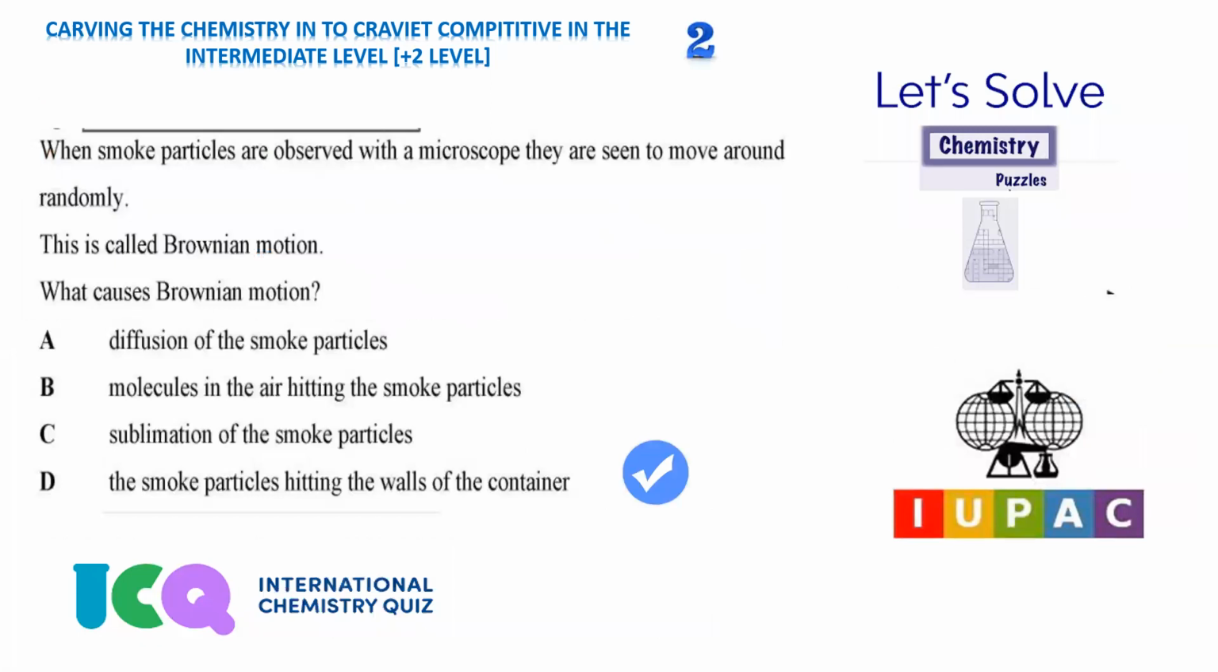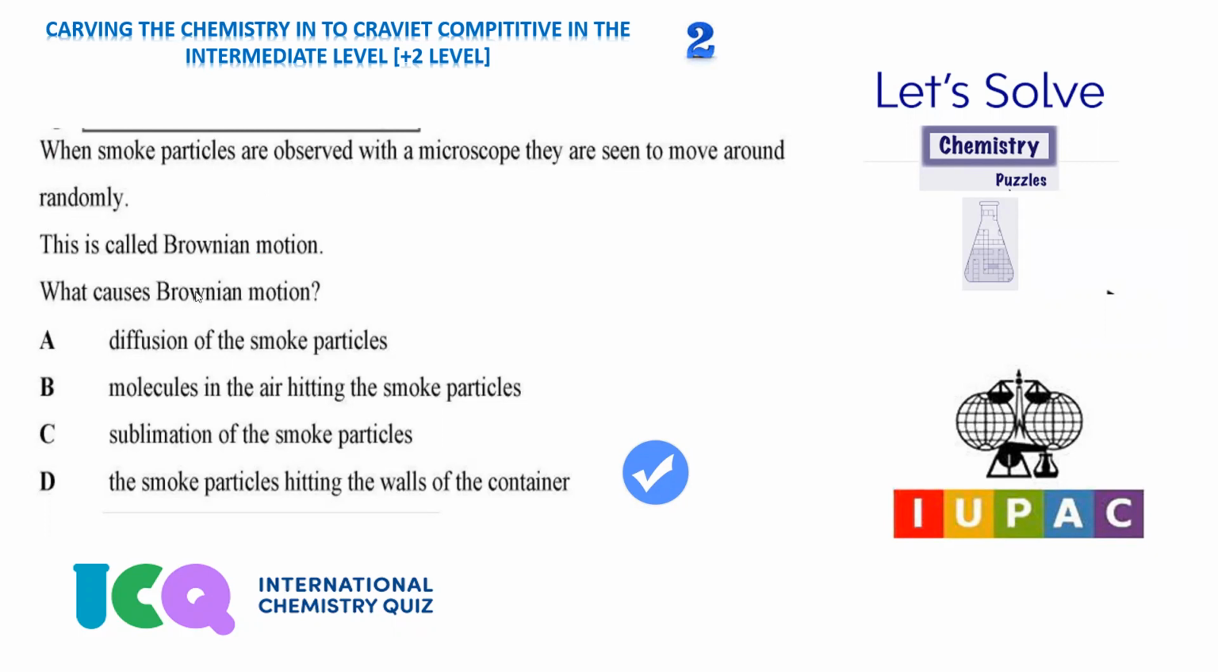Move on to question number 2. When smoke particles are observed with a microscope, they are seen to move around randomly. Whenever smoke particles are present in the air, we can't see them, but when you observe under a microscope, we can see them moving very randomly, without any particular path. They are running and hitting themselves, and this random zigzag motion is regarded as Brownian motion.